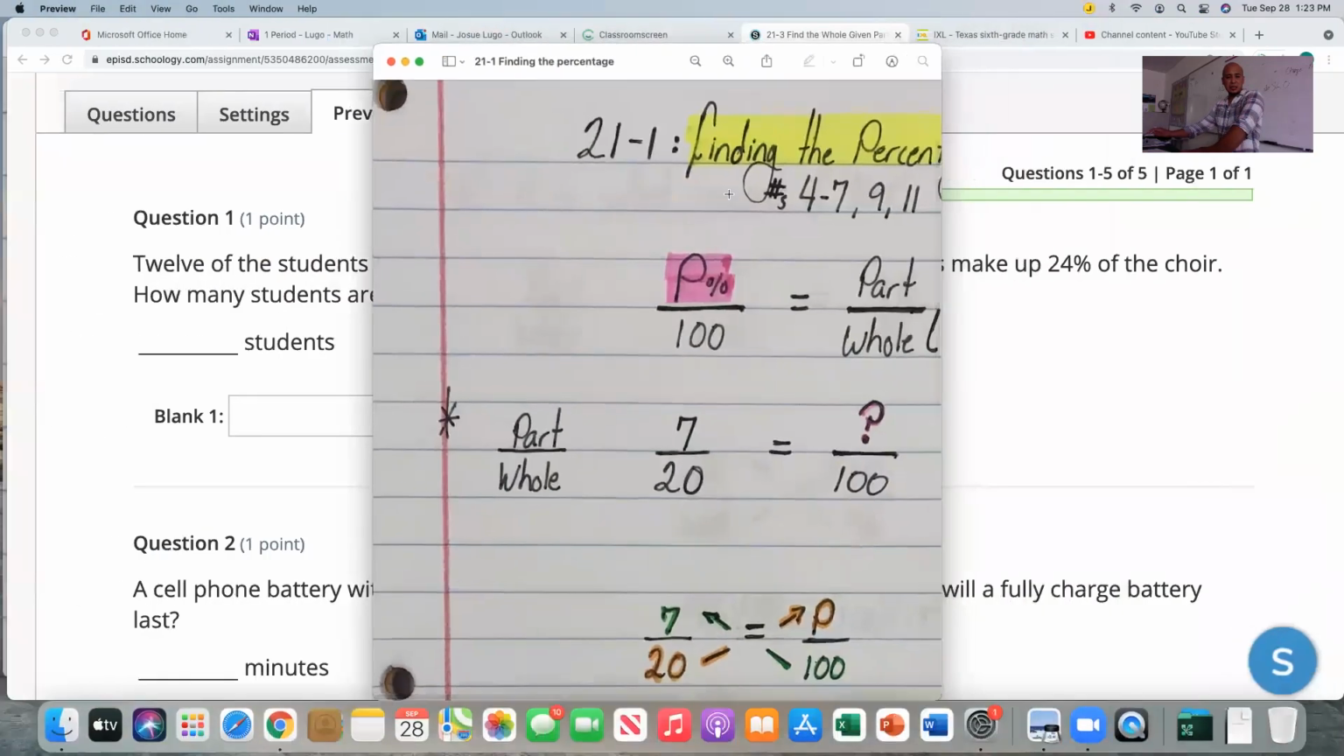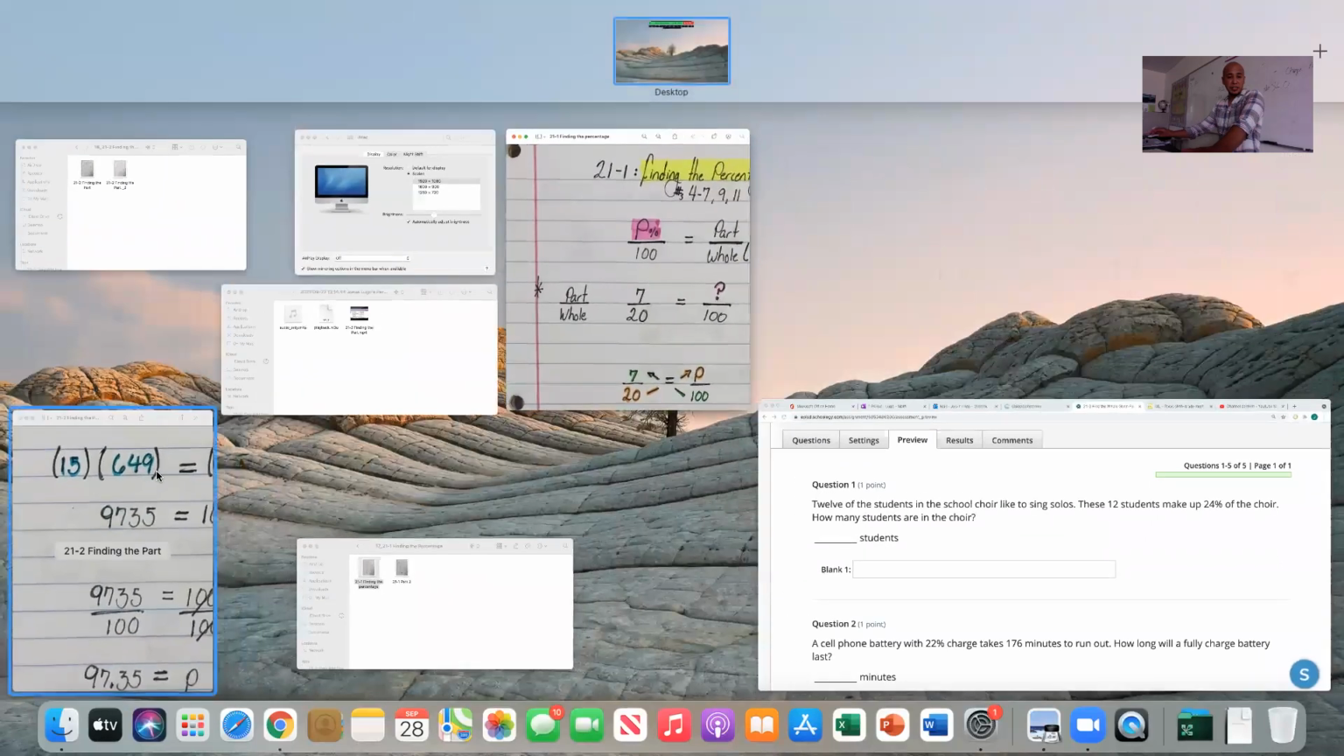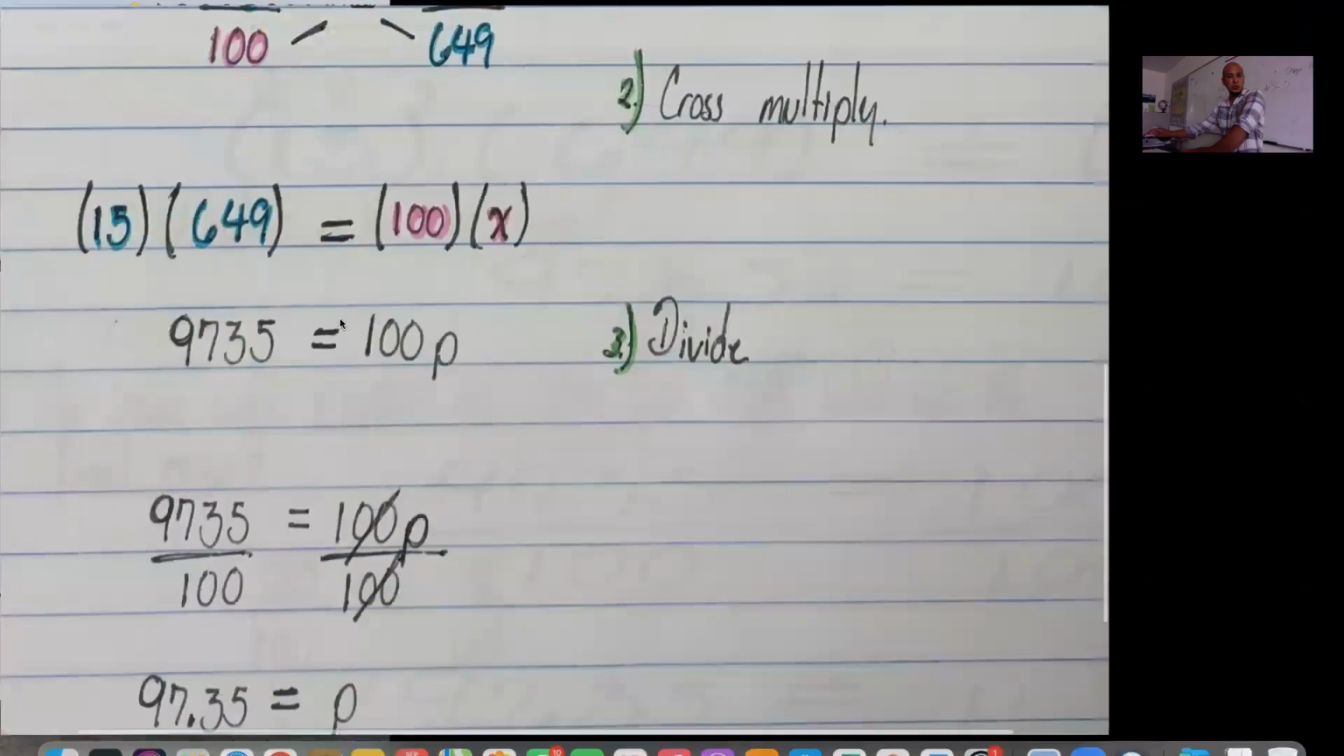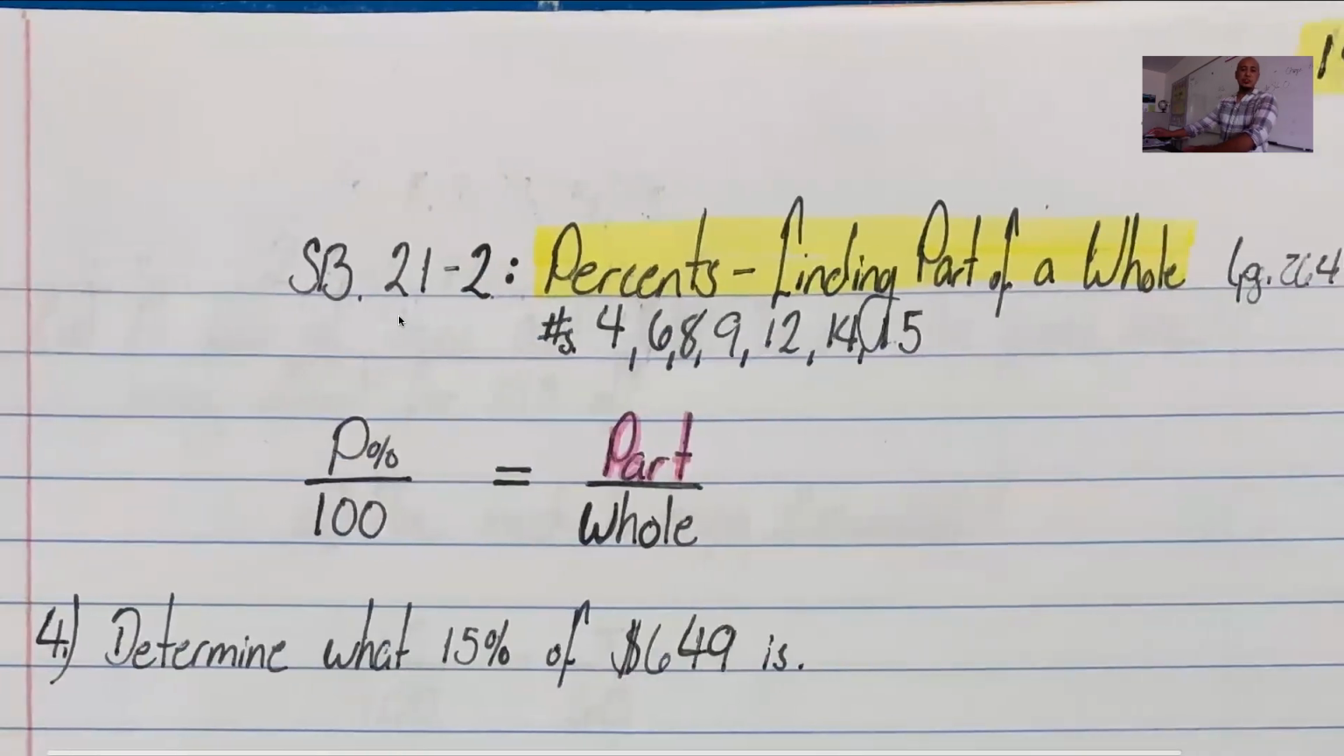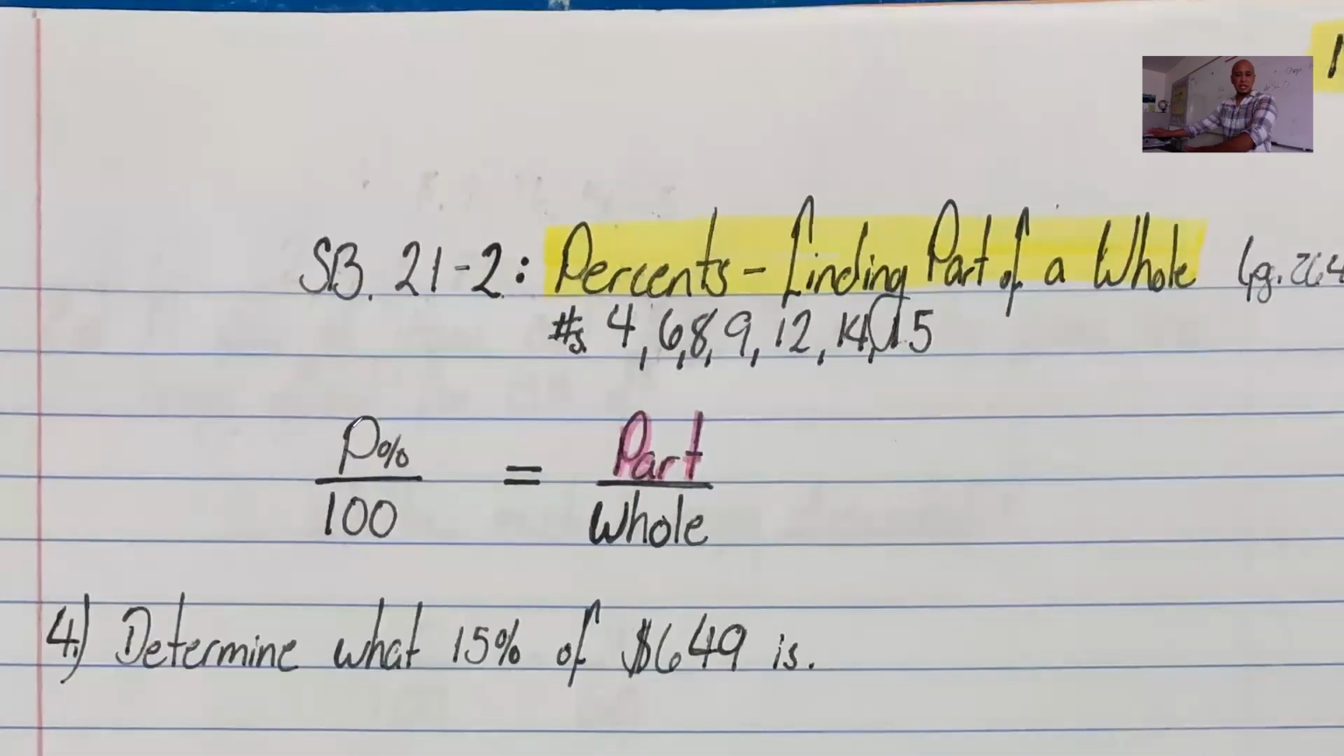Now, yesterday, the last assignment that we did, 21-2. Notice that we would use the same exact model, except that this time we were given the percentage, which is always over 100. We were given the whole, but we were looking for the part. So we were given two out of the 3 elements that we need. We were given the percentage, which is always over 100, the whole and the part. And we can see here in this example, determine what 15% of 649 was.